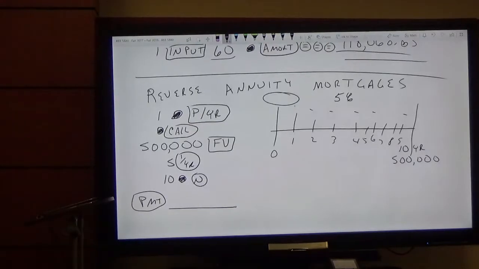Okay, so let's start with this. This is not correct, but we're going to start with this. So I want to show you what you need to do to adjust it.